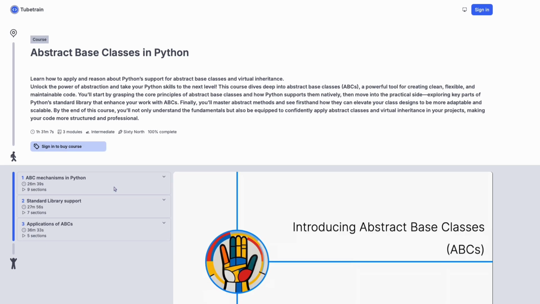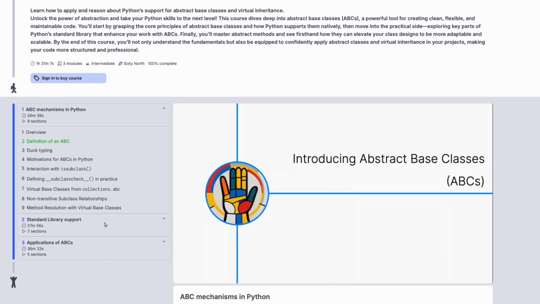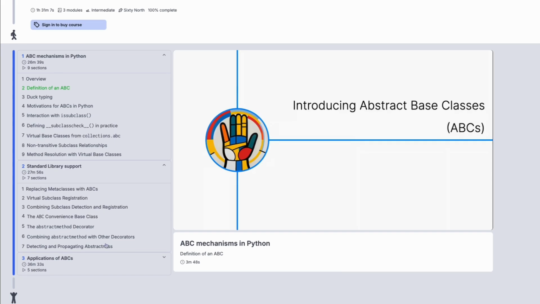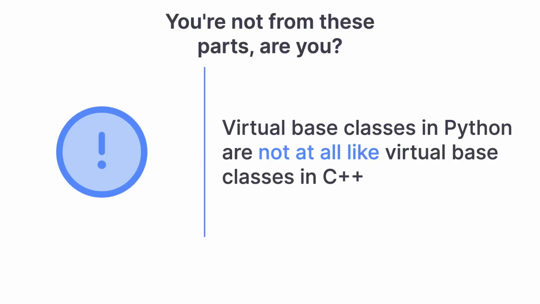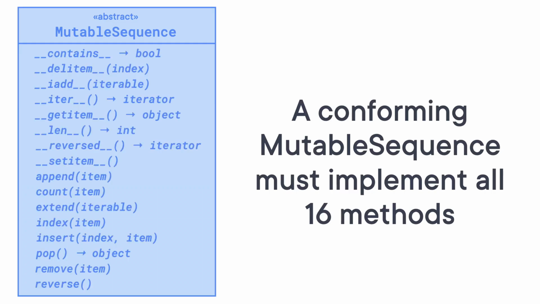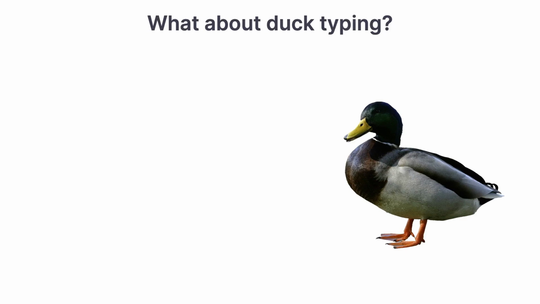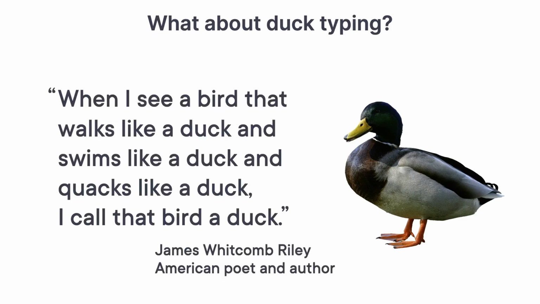In this comprehensive course, Abstract Base Classes in Python, you'll unlock the full power of Python's ABC mechanism to write better, more maintainable software. First, we clarify core fundamental concepts. We explain what an abstract base class is and why this concept is essential for understanding inheritance in Python. We remind you what duck typing is and highlight its role in the ABC mechanism.